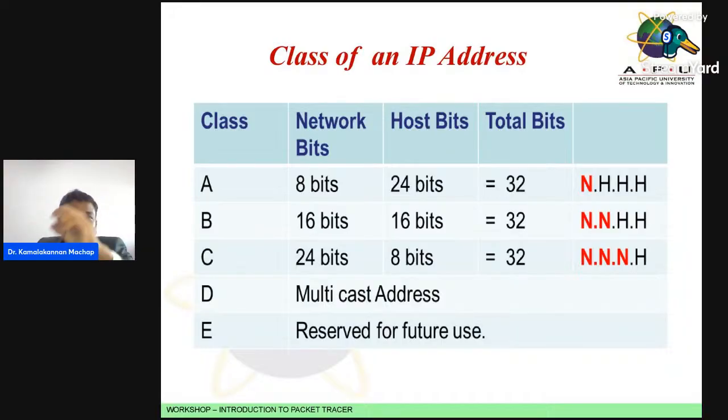So class A: 8 network bits, 24 host bits. Class B: 16 network bits, 16 host bits. Class C: 24 network bits, 8 host bits. Class D is used for multicast addresses, so we don't bother about class D. Class E is reserved for the future, but currently it is used for defense purposes in many countries, so they won't touch class E. Most organizations use class A, class B, and class C IP addresses.